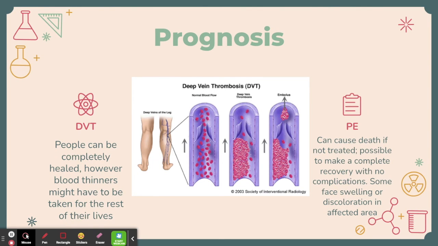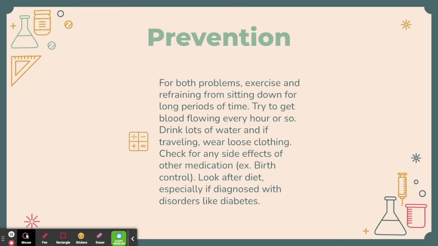Those diagnosed with DVT can be completely healed, but they might have to use blood thinners for the rest of their lives. For pulmonary embolism, this can cause death if not treated, and it is possible to make a full recovery with no complications. However, some did face swelling or discoloration of the area or pain in the area after getting treatment and getting over that clot, but this is not usually life-threatening.